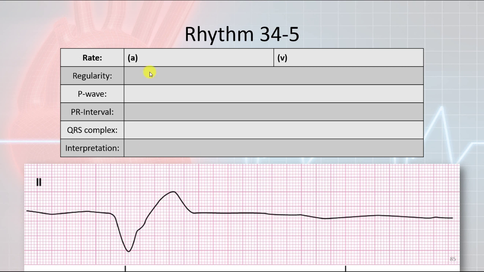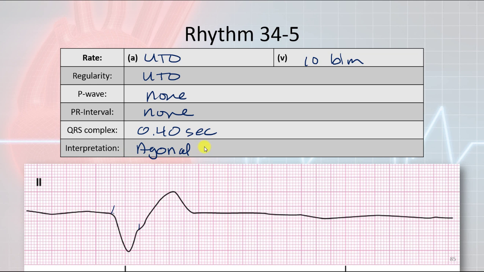This is an example of an agonal beat, so let's look at this. The atrial rate is unable to obtain. Ventricular rate, if you really wanted to call it that, you could call it 10 beats per minute if you want to use the 6-second method. Regularity, well, you only have one beat. How are you going to measure regularity with only one beat? So regularity is unable to obtain. P waves, there's none. PR interval, there's none. QRS complex, if you really wanted to measure this QRS complex, you could probably start there and end right there. So we're going to say 0.40 second. Interpretation, this would be an agonal complex into asystole.